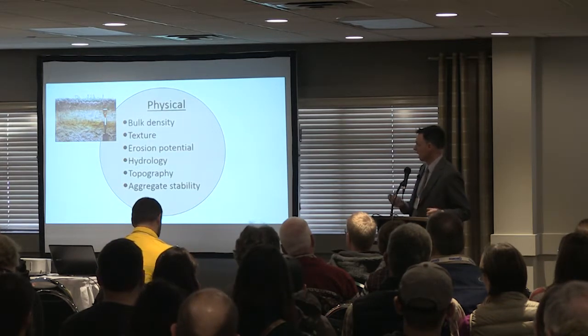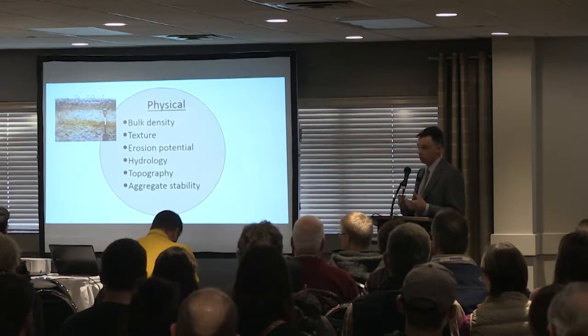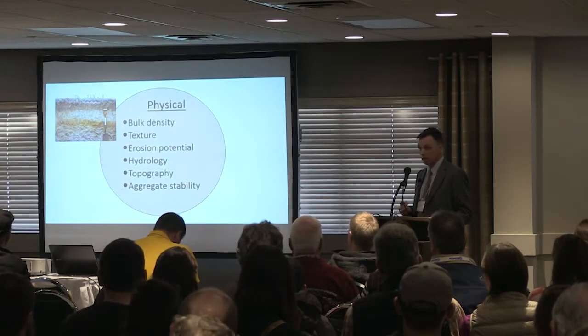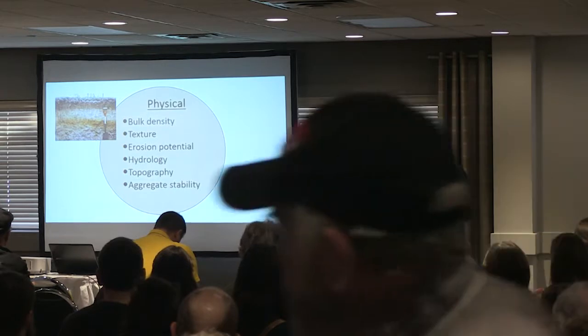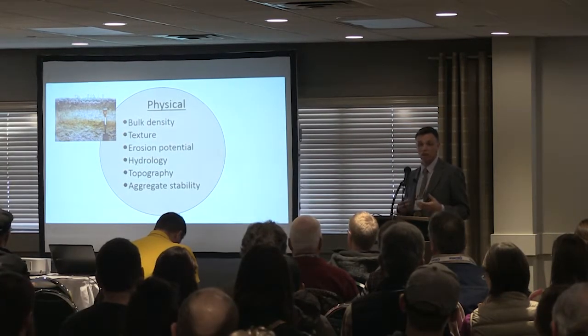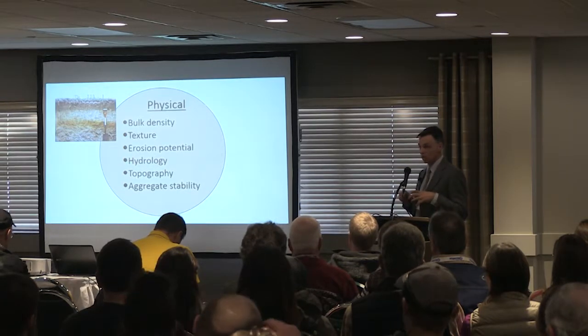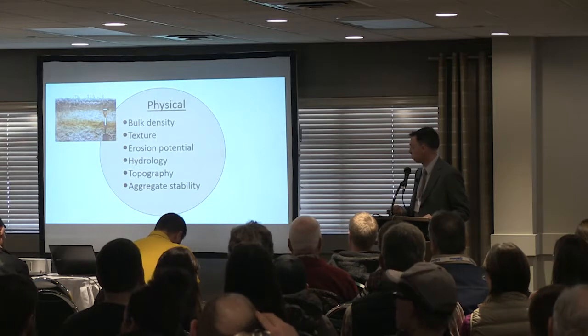So some of the things we're going to look at, we look at physical properties. We're looking at things that we typically measure very easily these days. We're looking at bulk density. We're looking at soil texture. We look at erosion potential, the hydrology, the topography, aggregate stability. These things are very, very easy for us to measure, and we try to use those as some indication of what's happening in the below ground system.